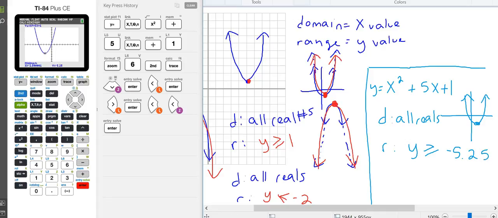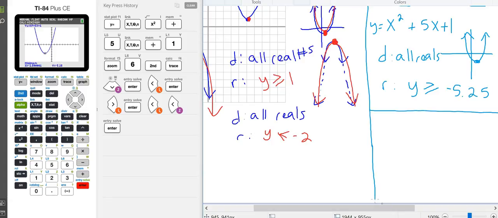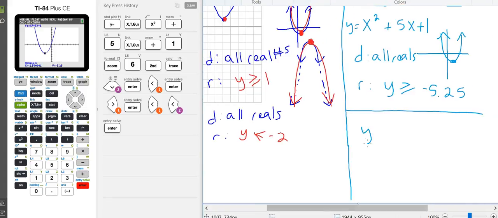Let's look at another example. Let's say we have the equation y equals -x squared minus 2x minus 6. And let's graph this. So we know the domain is automatically going to be all real numbers, and we want to find the range.